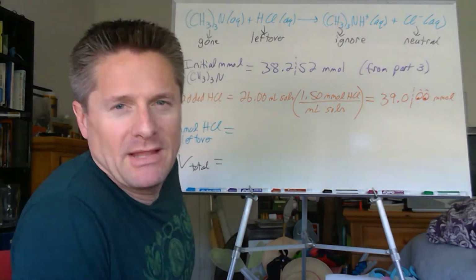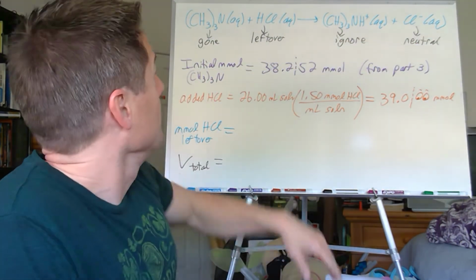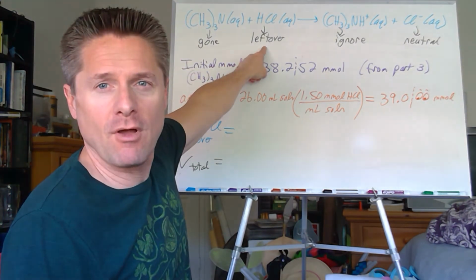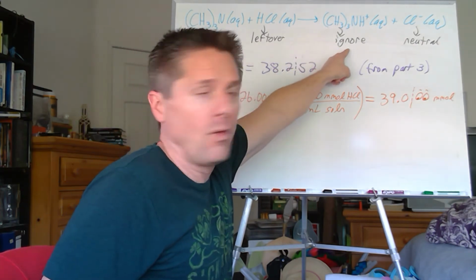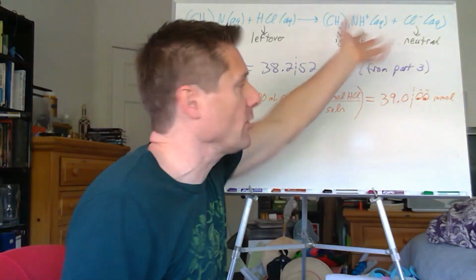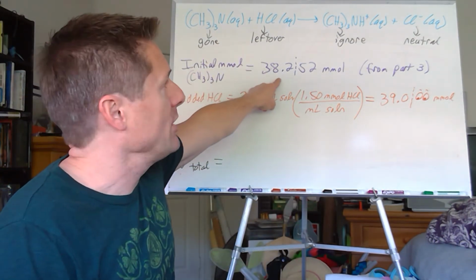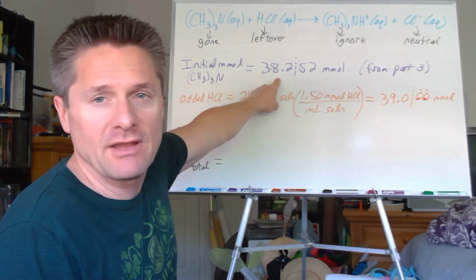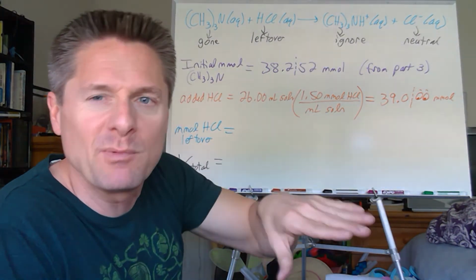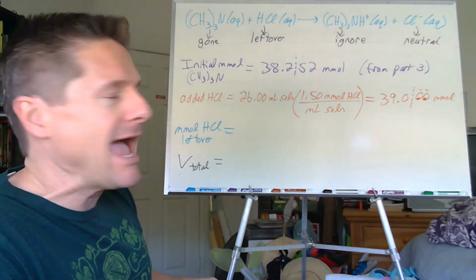All right, I'm piecemealing this for you, gang. Here's our neutralization equation again. So all of this is going to be gone. We're going to have leftover strong acid titrant. We're going to ignore the conjugate acid formed, any contribution of hydronium from that, and the chloride's neutral. Here we go. Initially, we have 38.252 millimoles, good to 3 significant figures, of the base. And that was calculated back in part 3, really in part 2, but specifically in part 3. So you can just bring that from before. No need in recalculating it.